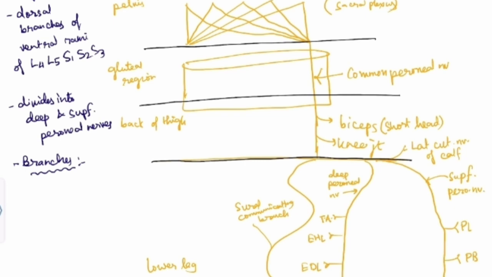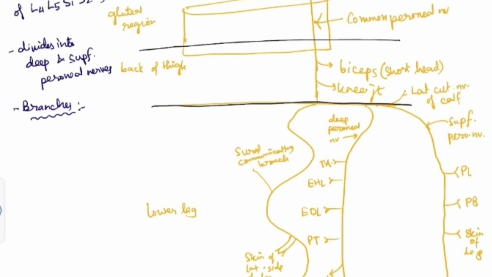Like it was supplying the entire posterior aspect of the leg, but in this case, it only supplies a very small part and then only divides. The real guys supplying the anterior and peroneal compartments of the leg are the superficial and deep peroneal nerves. So they deserve more credit, more information. Not much information for this one over here.